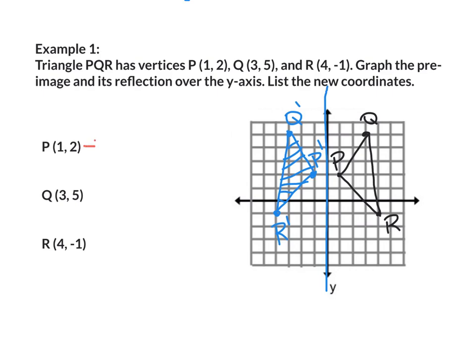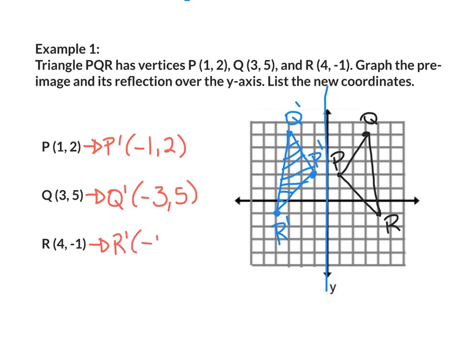So for P prime, that's going to be (-1, 2). For Q prime, that's going to be (-3, 5). And for R prime, that's going to be (-4, -1). And those are our new coordinates.